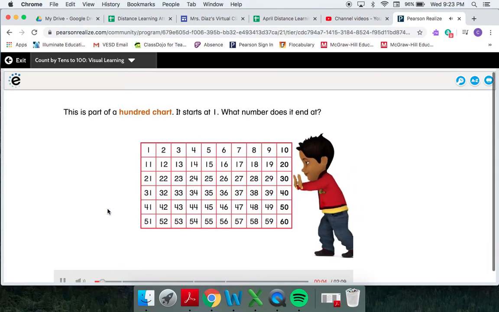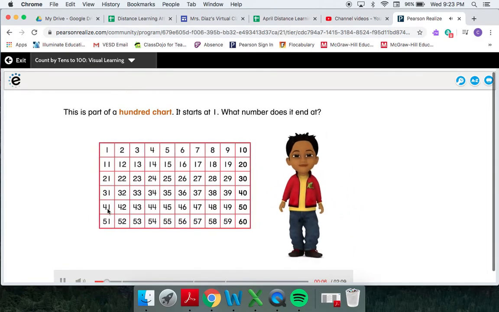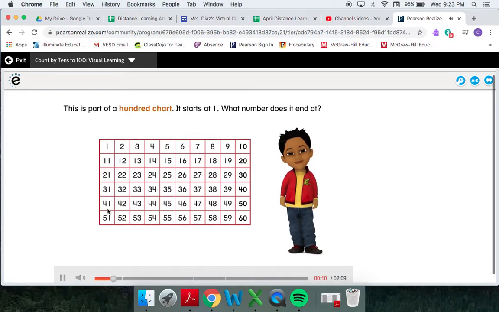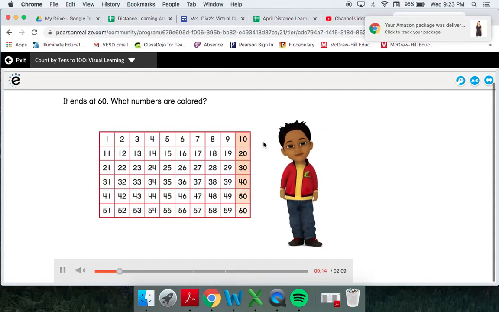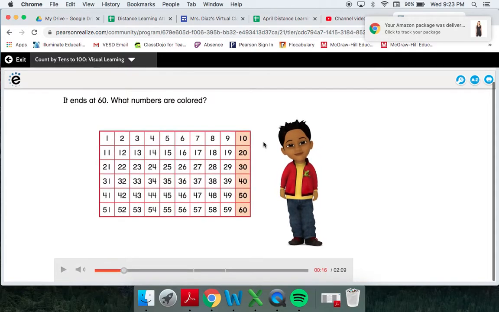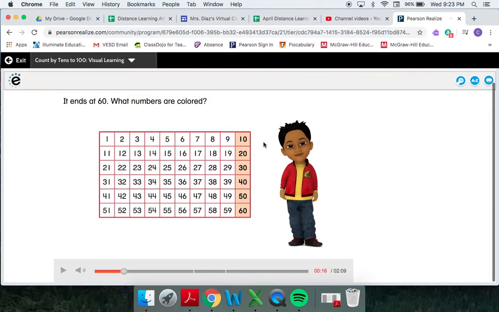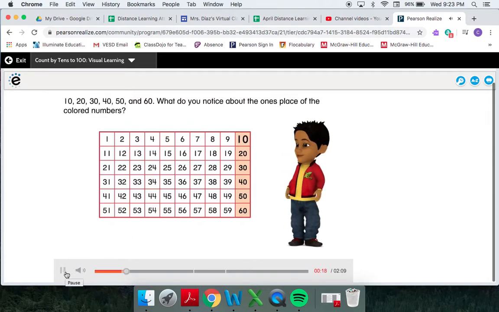This is part of a 100 chart. It starts at 1. What number does it end at? It ends at 60. What numbers are colored? Okay, so here we want kiddos to recognize these numbers. They want to be able to read them out loud. 10, 20, 30, 40, 50, and 60.